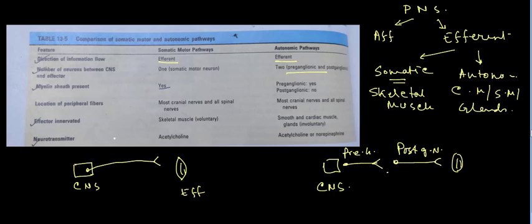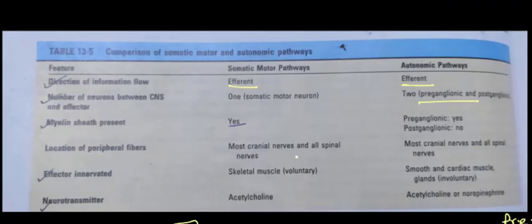In the somatic nervous system, the myelin sheath is present. So in this neuron the myelin sheath is present, but in the autonomic nervous system the preganglionic neuron contains the myelin sheath, but the postganglionic neuron does not contain the myelin sheath. Okay, and most of the cranial nerves and all spinal nerves are the somatic motor neuron, and most cranial nerves and all spinal nerves are the autonomic neuron.